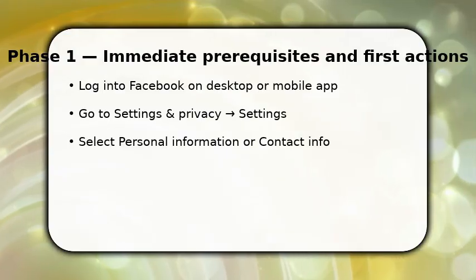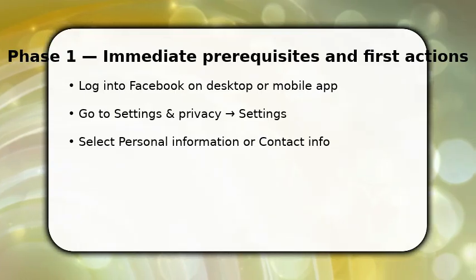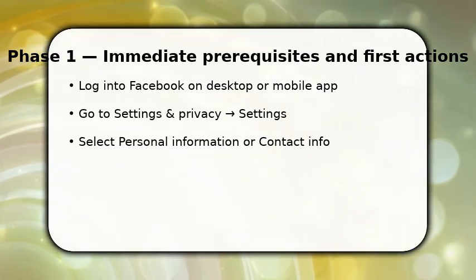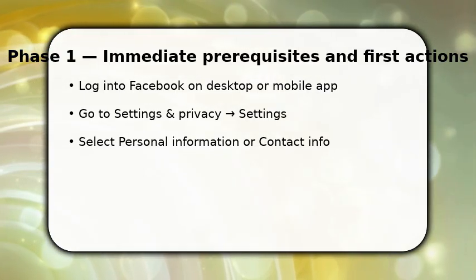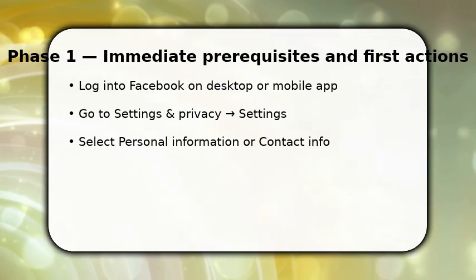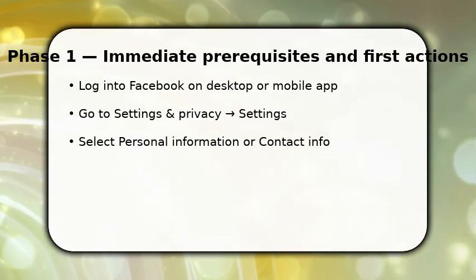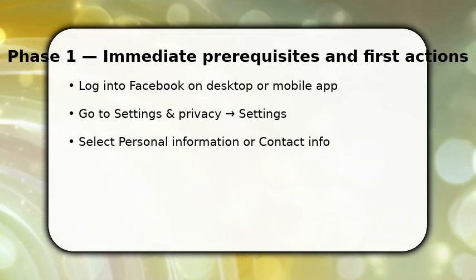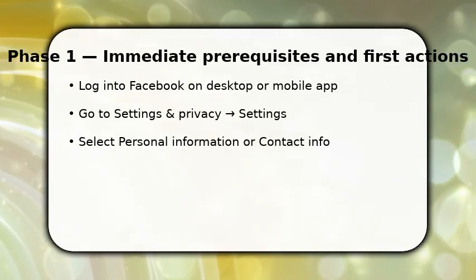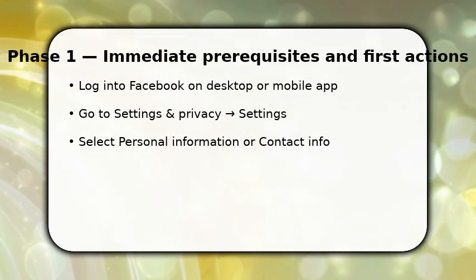You start by signing into Facebook. Choose the device that's easiest. Once logged in, open Settings and Privacy, then tap Settings. Next, navigate to Personal Information or Contact Info. That section lists your phone numbers. You're doing this to find the exact entry tied to your account.